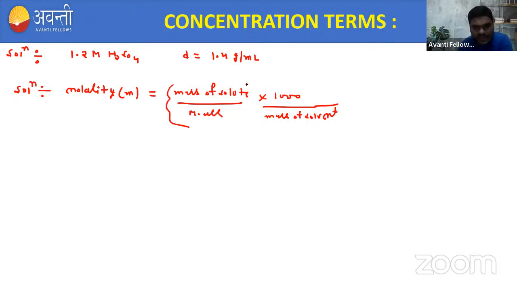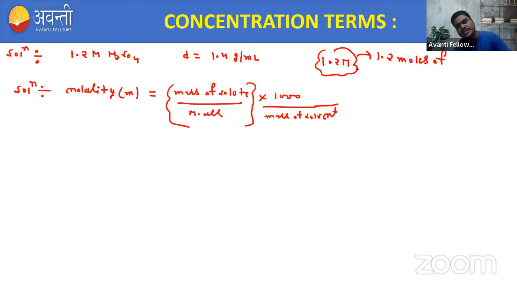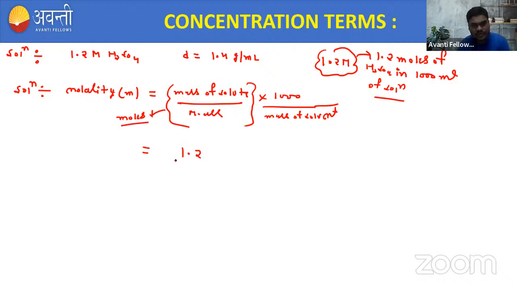Now, how will you calculate this? We know that mass of the solute upon molar mass is nothing but number of moles. I already told you in the beginning of the class what this term means. 1.2 M means 1.2 moles of H2SO4 in 1000 ml of solution, by the definition of molarity. So the number of moles is 1.2, and this is 1000.